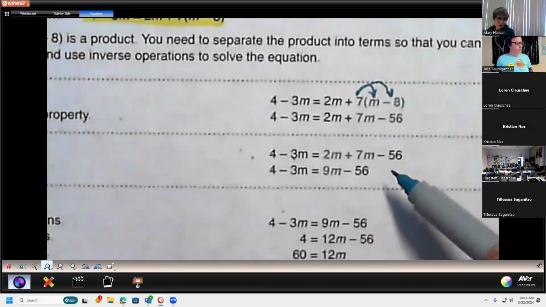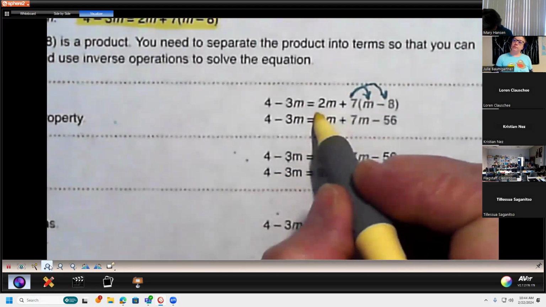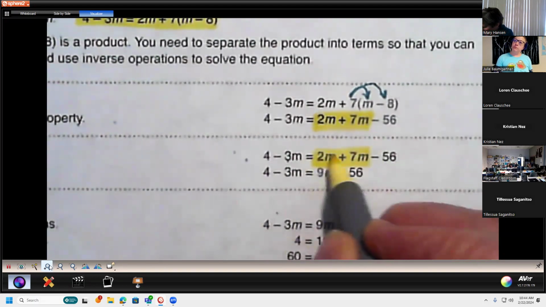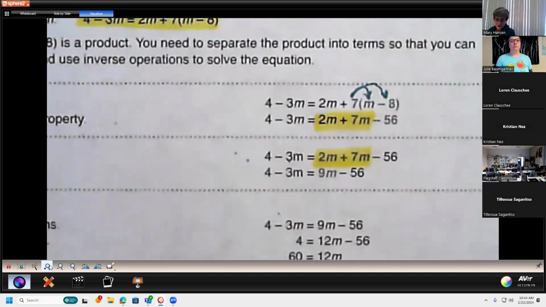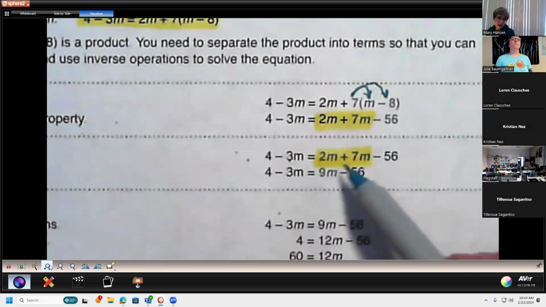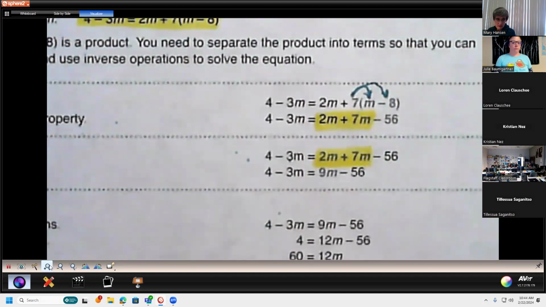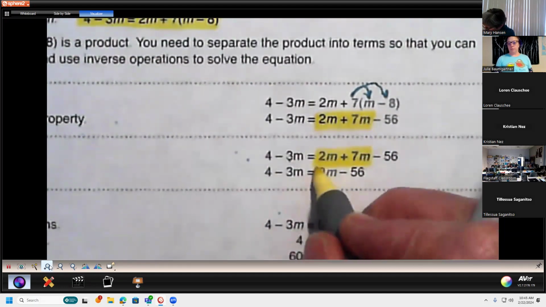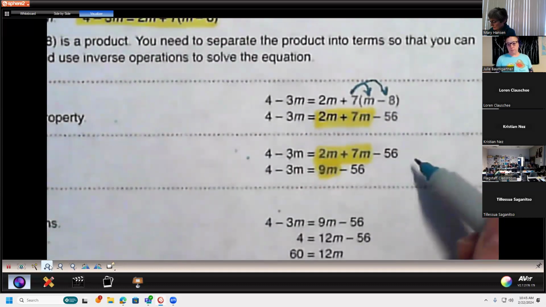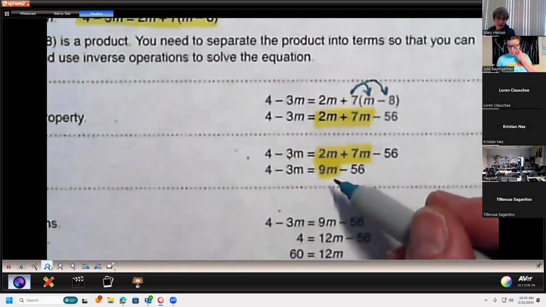Okay. And so now, if you look, we have these two terms that both have m that are on the same side of the equation. And so if they're on the same side of the equation, we can just add them. That's where we talked about combining like terms. 2m and 7m are like terms because they both have an m, and 2m plus 7m can be combined to make 9m. So that's what they did from this line to the next line, is they put these two together and they made 9m.